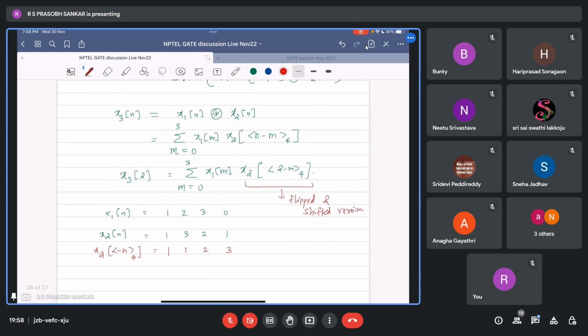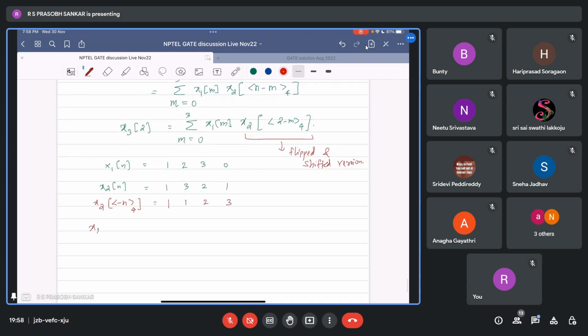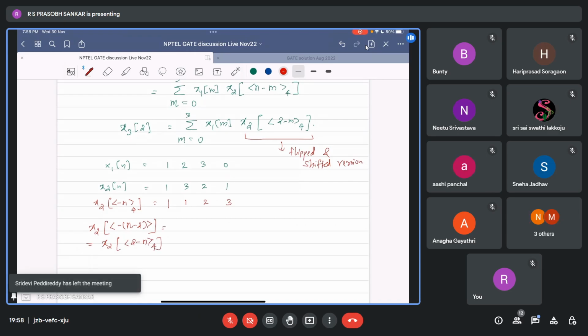What do I want? I want x2 of 2 minus m. So I want to do a circular shift by 2 places to the right. What happens? This 1, 1, 2, 3 will come like this. Okay, right?